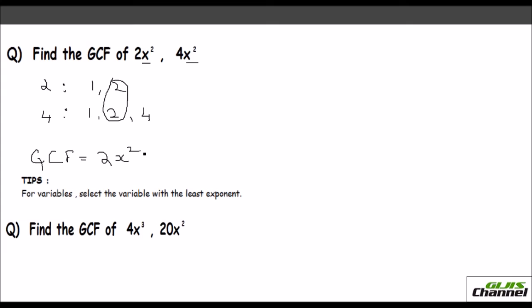Okay. So the GCF of these two numbers is 2x squared. The same thing I can just do like this. I can write the prime factors of these two numbers. So I can write 2x squared as 2 times x squared, right? Now let me write the 4x squared.